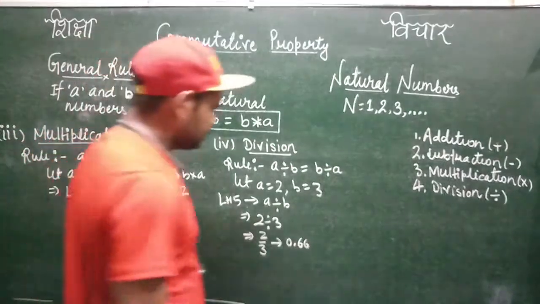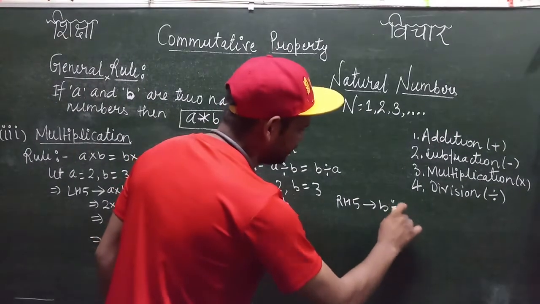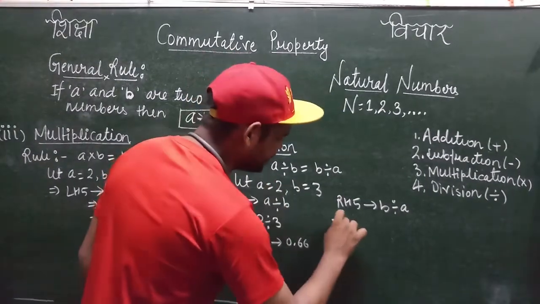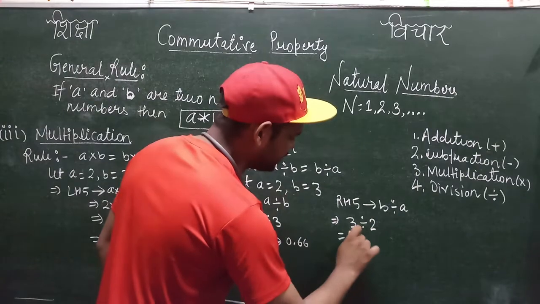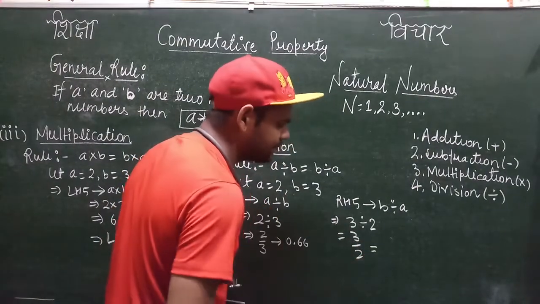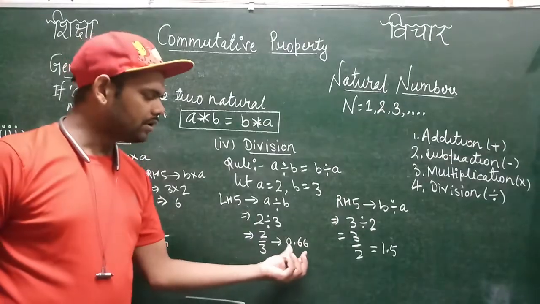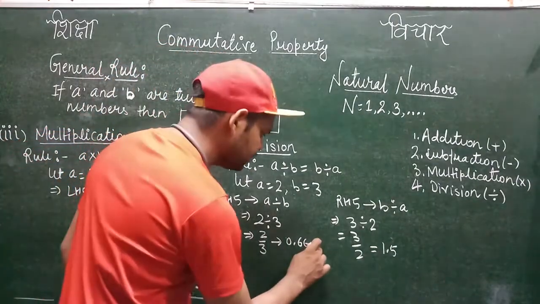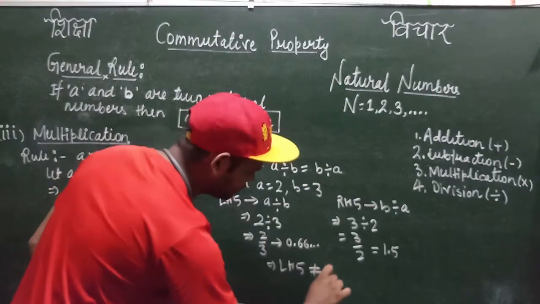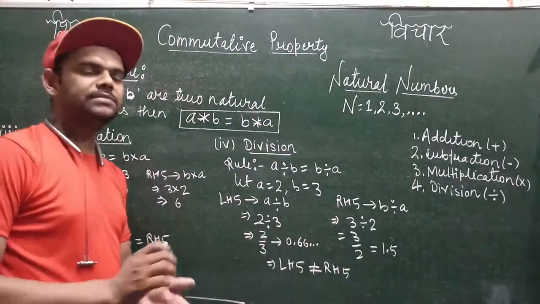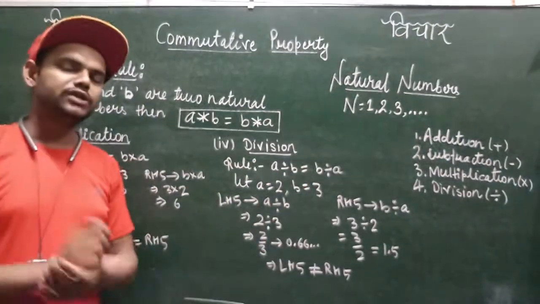Okay, now check the value of the right hand side. What is the right hand side? That is B divided by A. Again check the result. This implies that B divided by A, that means B is 3, 3 divided by 2, and that is 3 upon 2, and if we solve it further, it will give us 1.5. We can say that this 1.5 cannot be equal to 0.666 and so on. Okay, this implies that left hand side is not same as right hand side, and this implies that commutative property for natural numbers over division is not satisfied.